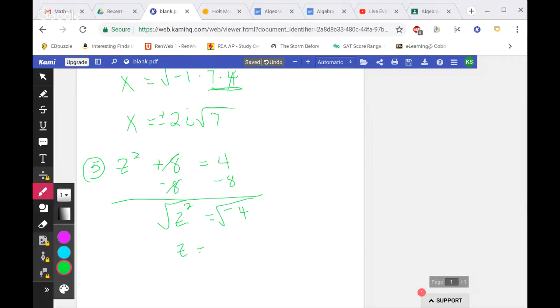So I'm going to have z equals, and then underneath this, how I want to think about this, once again, I want to separate that negative from that 4, because that negative square root of 1 is going to be my i. Okay. And now what's the square root of 4? 2. Yes. So it's going to be plus or minus 2i.